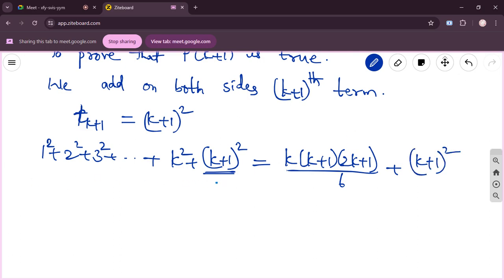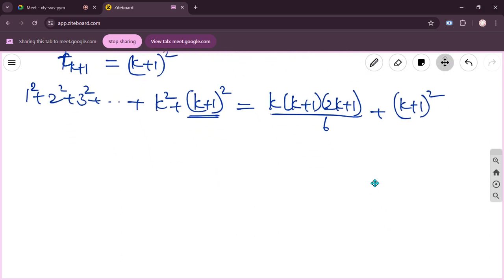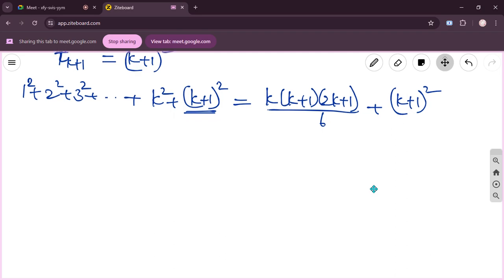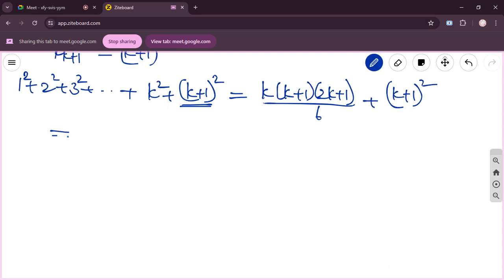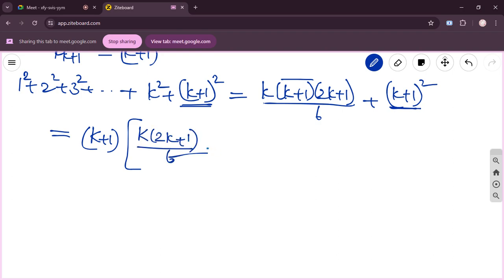Here, the left hand side is k plus 1, it's clear. But on the right hand side, you remember k is replaced with k plus 1. That is true for P of k plus 1. For that, we take the simplification on the right side. Here, k plus 1 is common in two terms, so take k plus 1 outside. The remaining terms are 1 into 2k plus 1 over 6 plus k plus 1. Take the LCM.